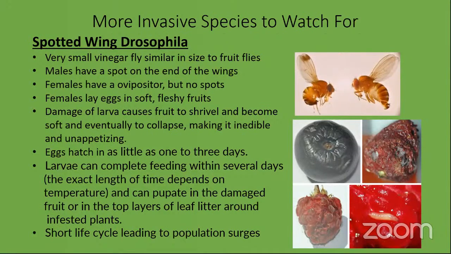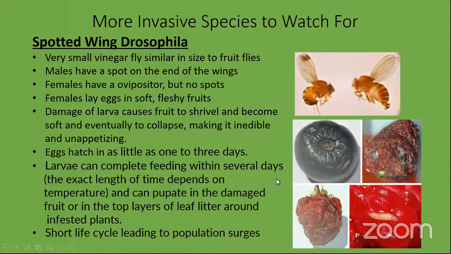This next one is called a spotted wing Drosophila, and it's a vinegar fly similar to fruit flies and about that same size. The males have that spot on the end of the wings, you can see here. And the females have an ovipositor, which is an egg-laying appendage, but she doesn't have spots on the wings. They attack soft fruits like blueberries, strawberries, raspberries. And what happens is they lay the eggs inside the fruit. And then you get this little worm. This is a worm on a raspberry.